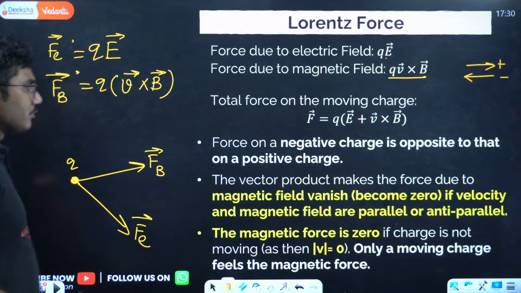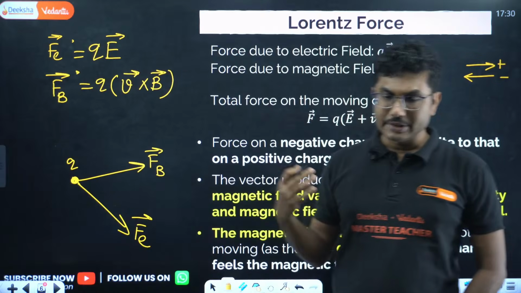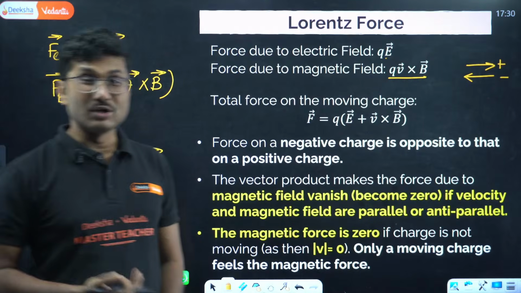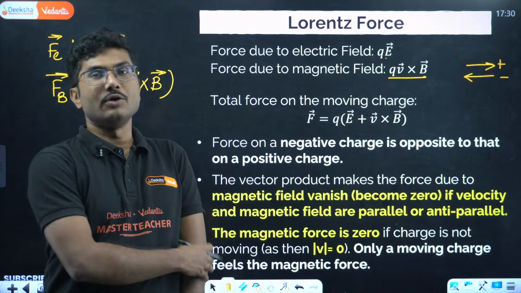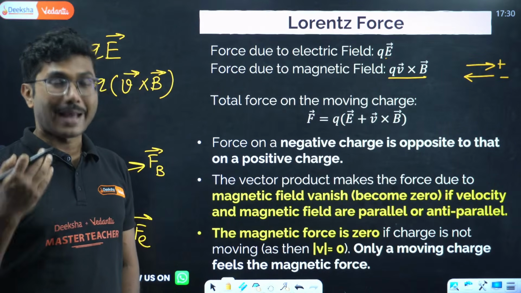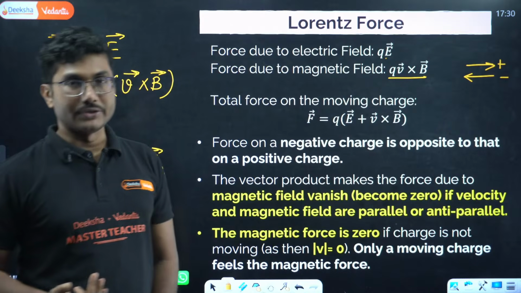So this is one very important point. There might be MCQ questions based on this. The magnetic force or Lorentz force acting on a charged particle will be 0 if velocity is 0, magnetic field and velocity vectors are parallel, magnetic field and velocity vectors are anti-parallel, none of these or all of these.